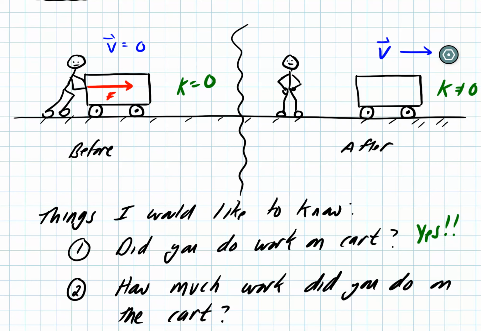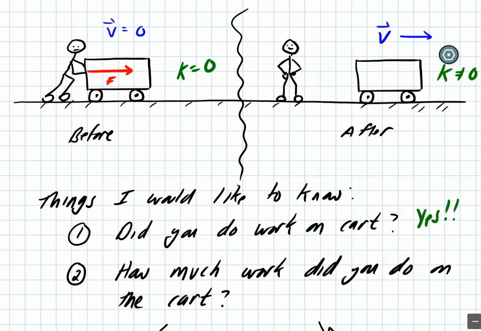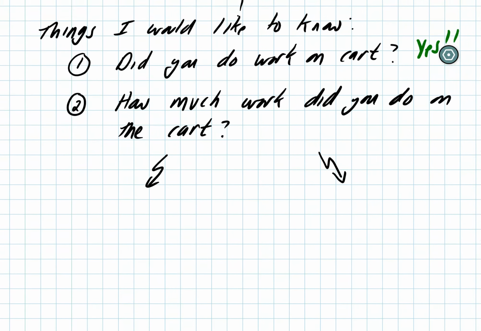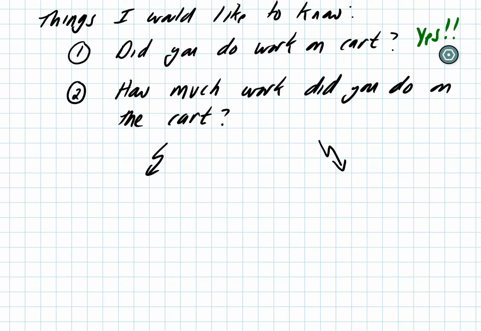All right, the next question is a little trickier though. How much work did you do on the cart? And that's going to be the topic for today. There's really two ways to get to the answer of how much work you did on the cart. The first way is what we have already talked about, the work energy theorem. There's a relationship between the work you do on something and the energy it has.